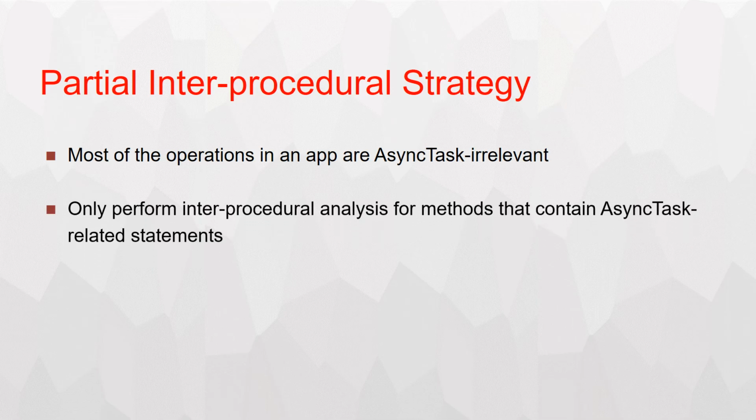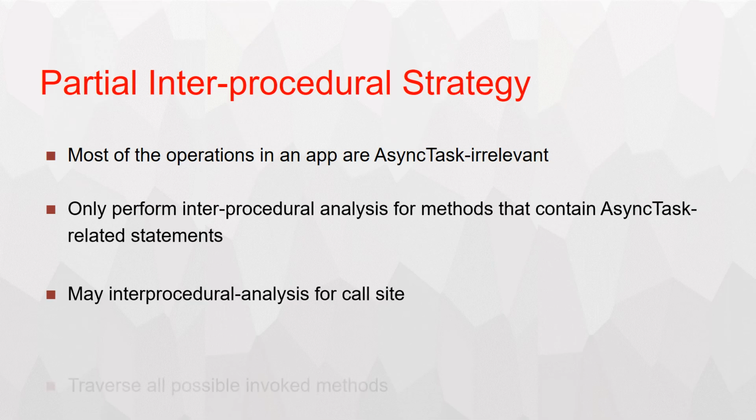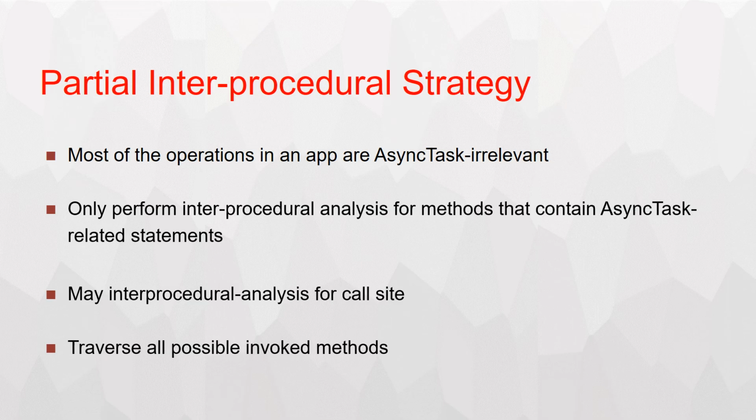Therefore, we only perform interprocedural analysis for methods that contain async task related statements. Here, async task related statements means those statements that contain async task variables. However, due to polymorphism, it's difficult to judge which method is invoked at the call site. In order to keep precision, we first generate a list of possible invoked methods based on class hierarchy relation. Then we traverse the statements of these possible invoked methods one by one. If any of the methods in the list contains async task related statements, we take the call site as async task related one.